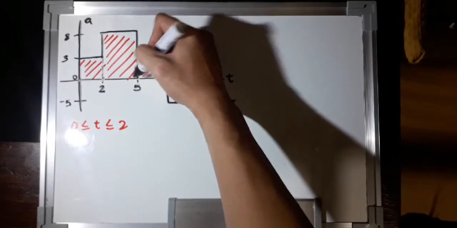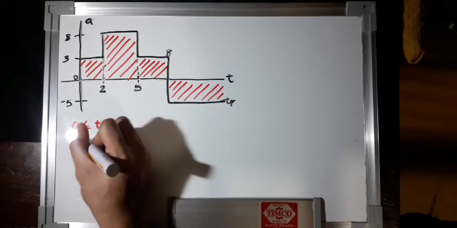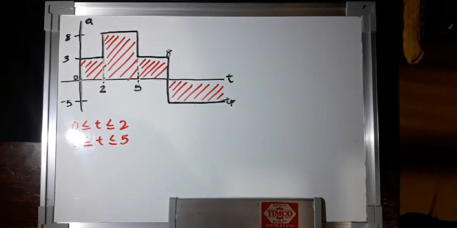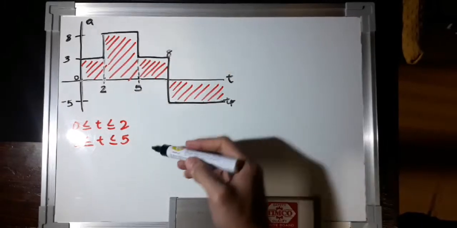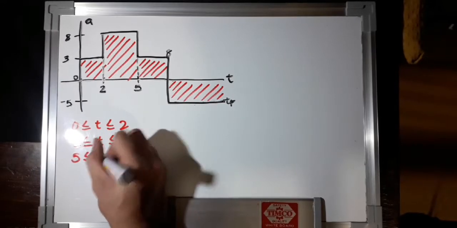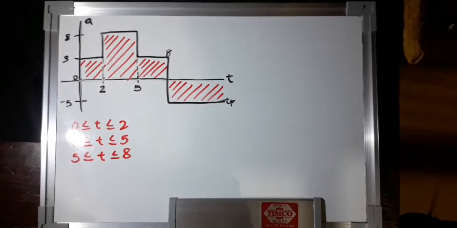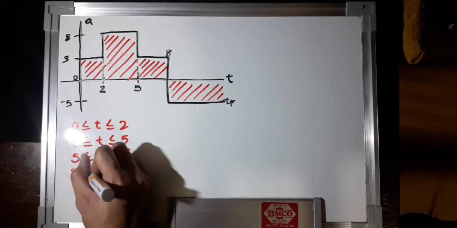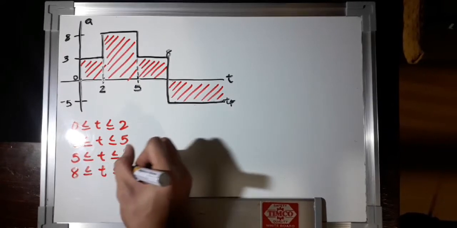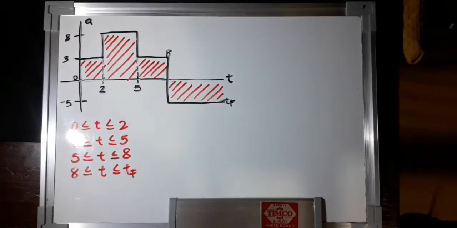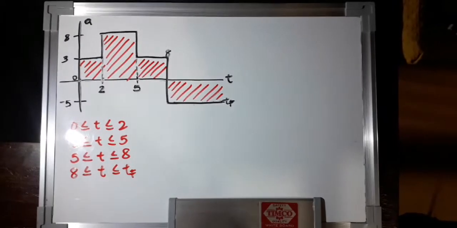And then for this one, we have 2 less than or equal to time less than or equal to 5 seconds. There. And then we also have 5 to 8 seconds. And then lastly, for the final time, we have 8 less than or equal to time. I am just going to label this as TF or final time. So there, these are our time frames or time intervals.